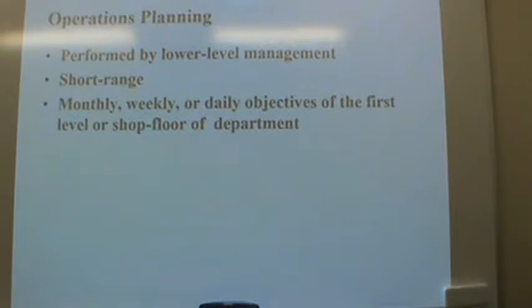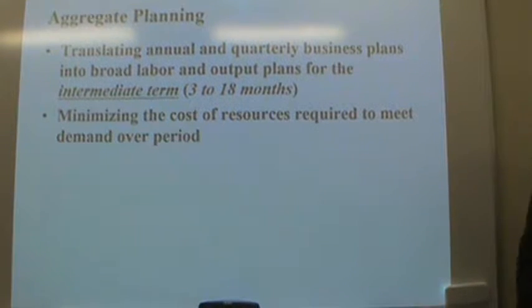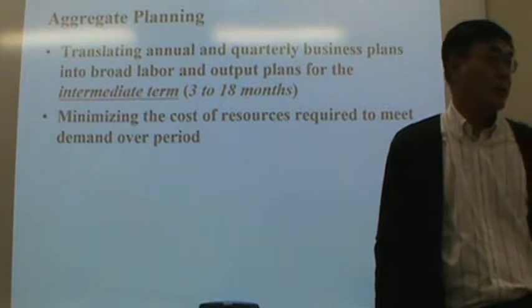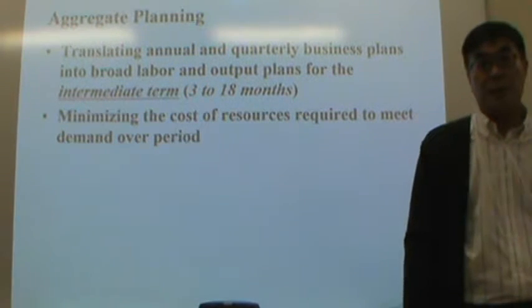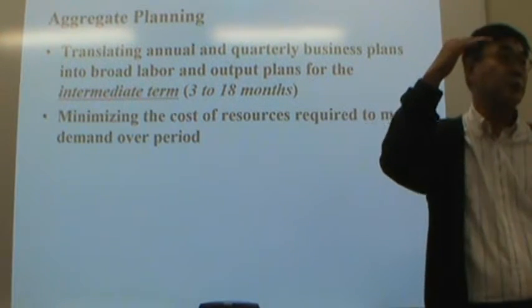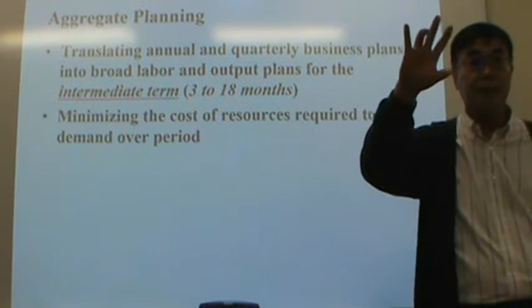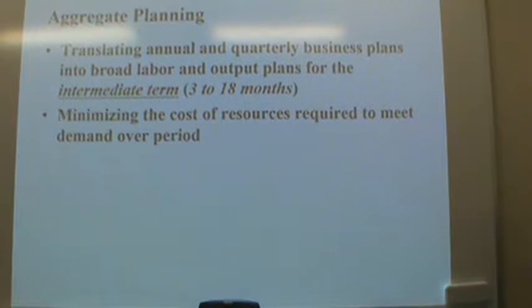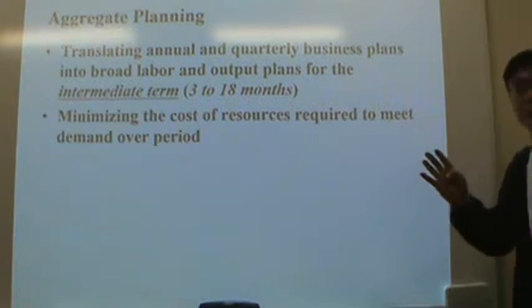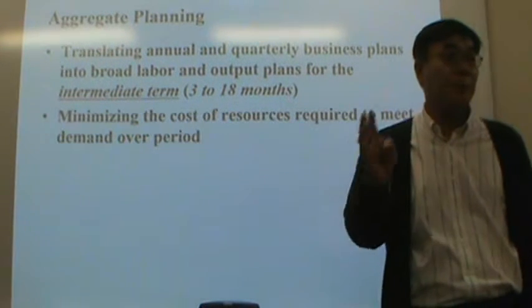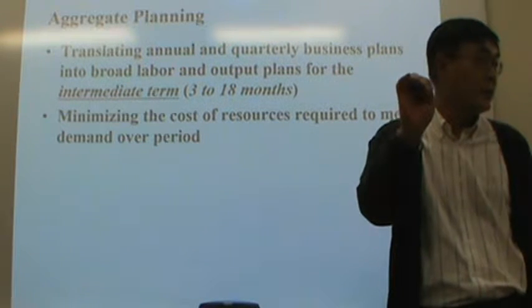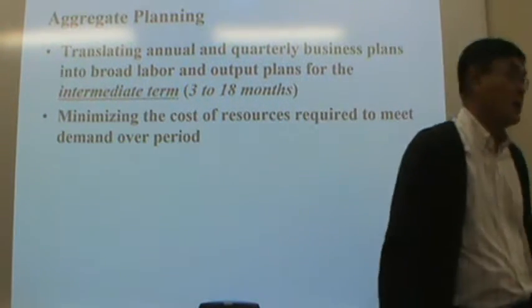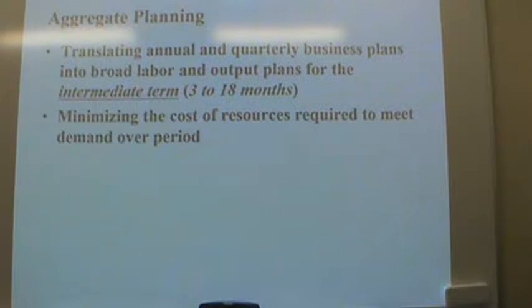Then we call aggregate planning. Aggregate planning. This one is intermediate. Some short term, some mid term. Usually 3 to 18 months is intermediate term. And then always in operations management, we try to make better, cheaper, faster, right? So the purpose of this aggregate planning is usually minimizing cost, make it cheaper.